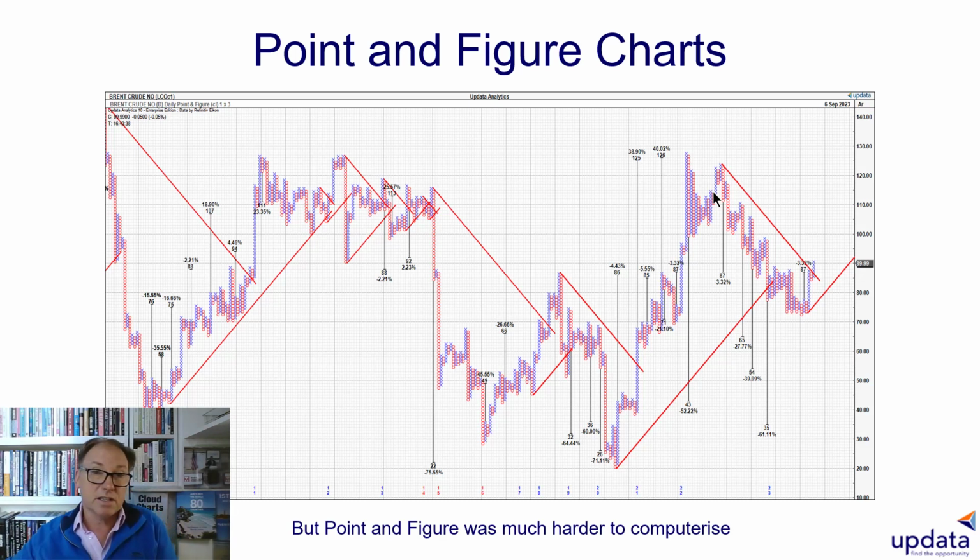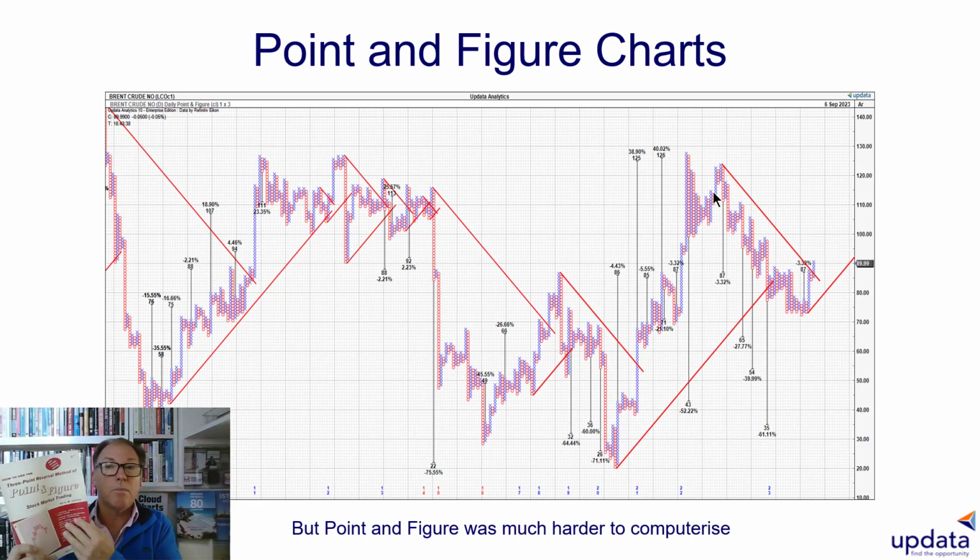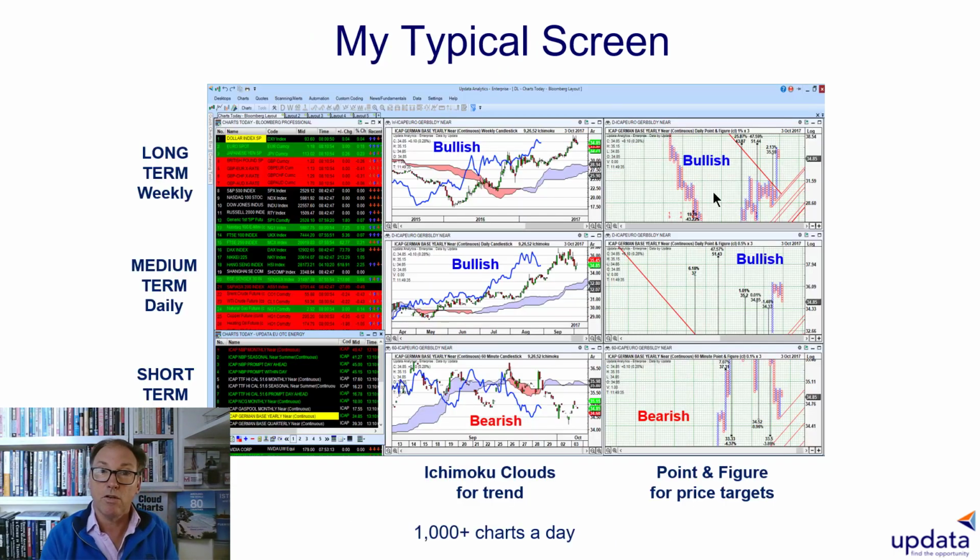It really wasn't until the 1940s when Abe Cohen came out with his book that we really got the modern targets, vertical targets, on 3-box point and figure charts. So we've got a lot to thank him for.